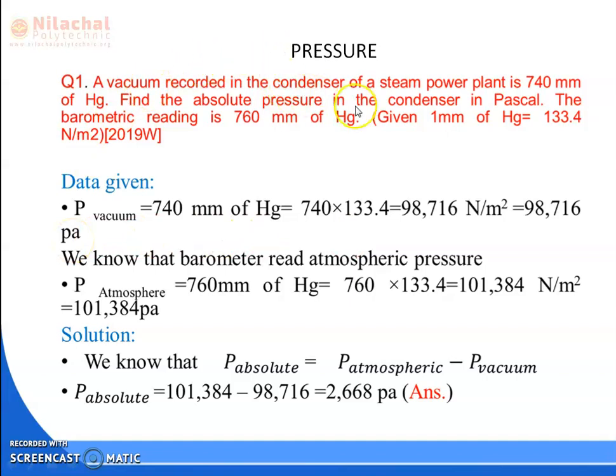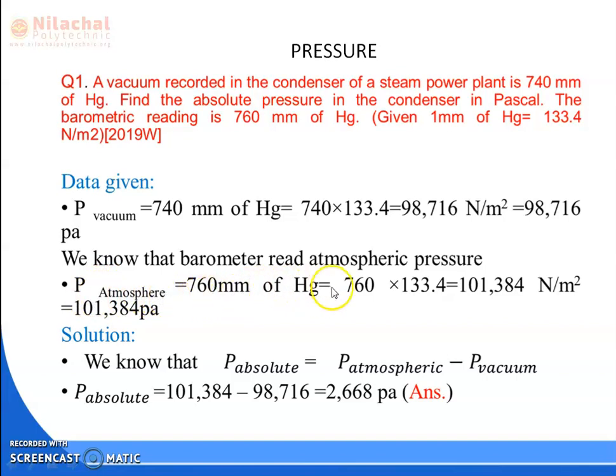Next, find the absolute pressure. Which pressure do you have to find? Absolute pressure in the condenser, in which unit? Pascal. The barometric reading is 760 mm of Hg. Before I told you that the barometric reading is sometimes written for atmospheric pressure. So barometric reading means which pressure? Atmospheric pressure.